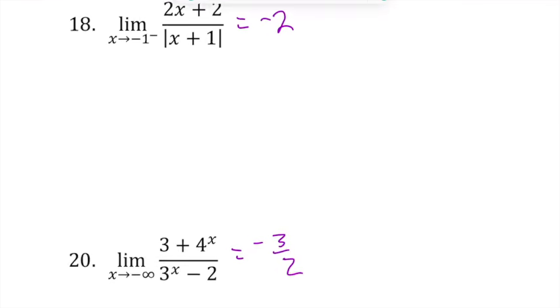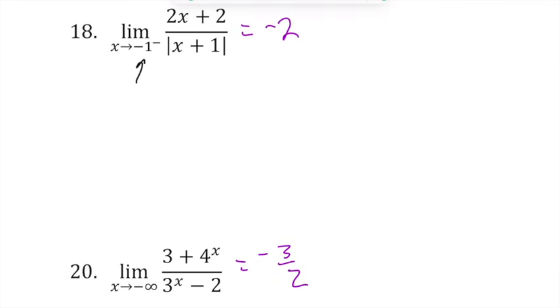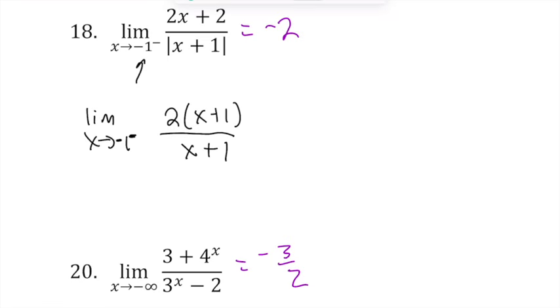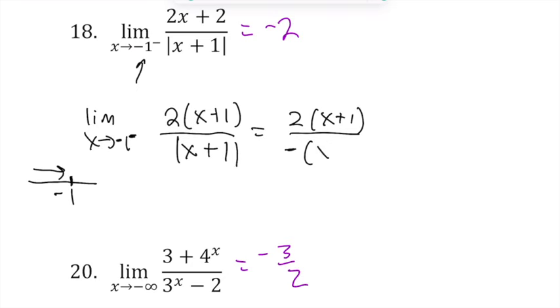Another absolute value, but we're approaching negative 1 from the left. So if you factor a 2 out of the top, you get 2 times x plus 1. And again, we're approaching negative 1 from the left. So that means we're going to use the negative version of the absolute value. So it's going to be 2 times x plus 1 all over negative x plus 1. Those cancel out, and you're left with negative 2.